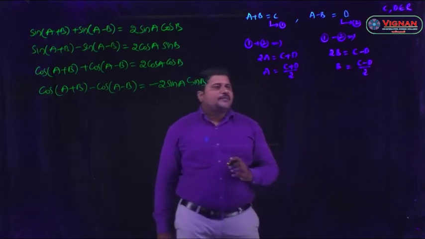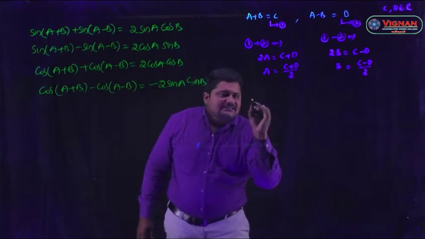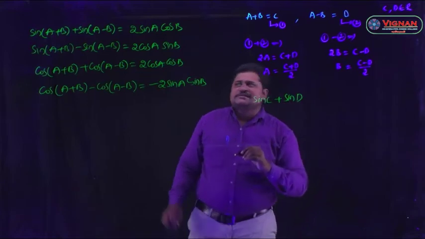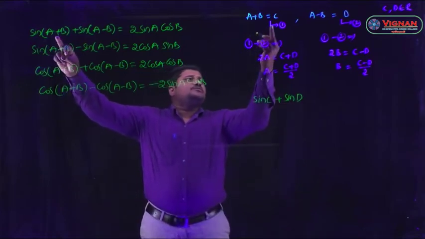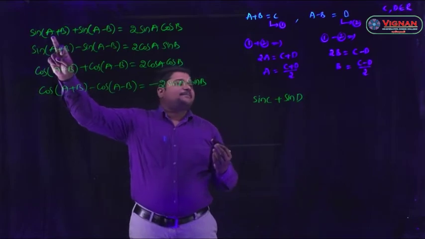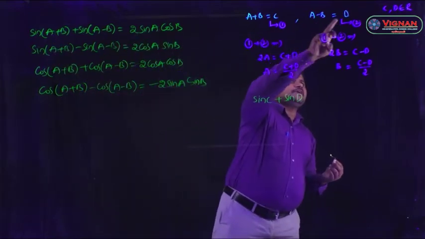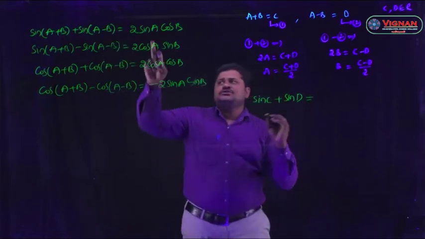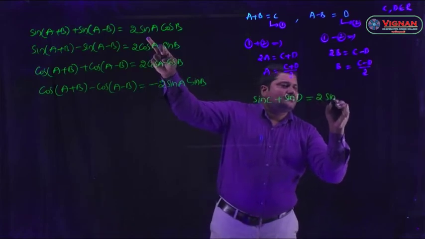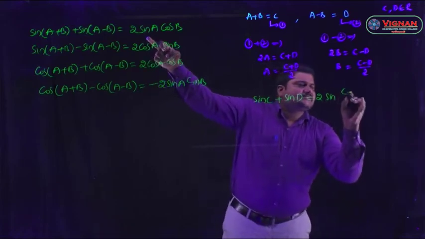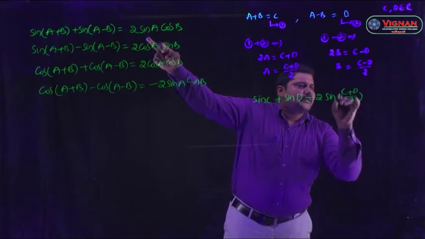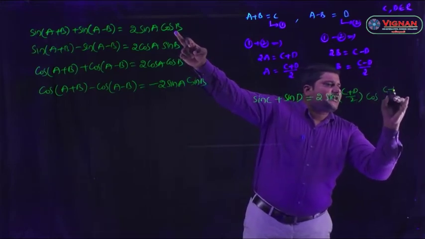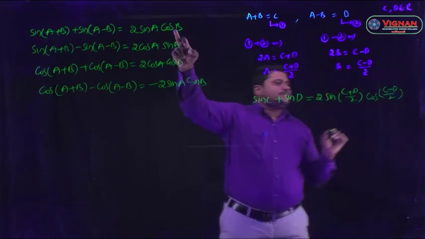Those are the important formulae from sin c plus sin d. Here we substitute a plus b equal to c, then we get sin c. And we substitute a minus b equal to d, then we get sin d. Substitute 2 sin a, where a means c plus d by 2, and cos b, where b means c minus d by 2.